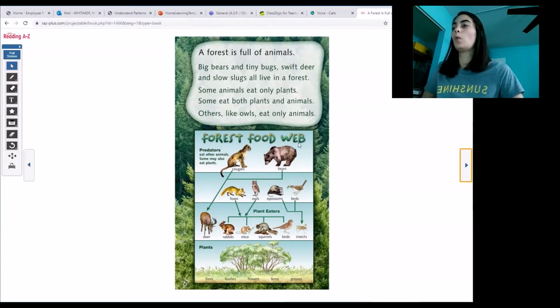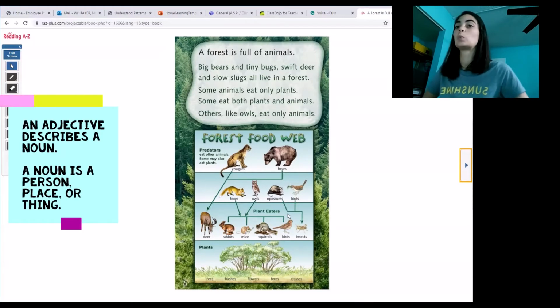Forest food web. Predators are animals that eat other animals. They might eat plants, but usually not. So you have cougars and bears, which eat our deer. We have foxes, owls, possums, and birds that eat smaller animals. So rabbits, mice, squirrels, birds, insects, and then these animals that are here eat plants. They eat stuff from the trees, the bushes, flowers, ferns, and grasses.